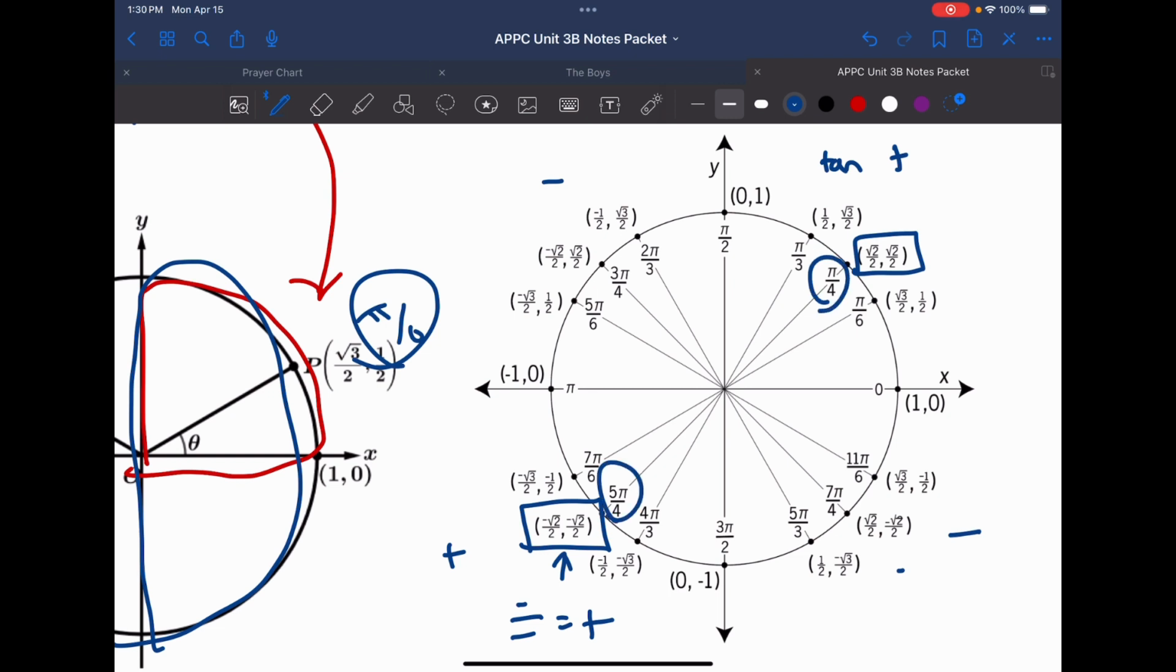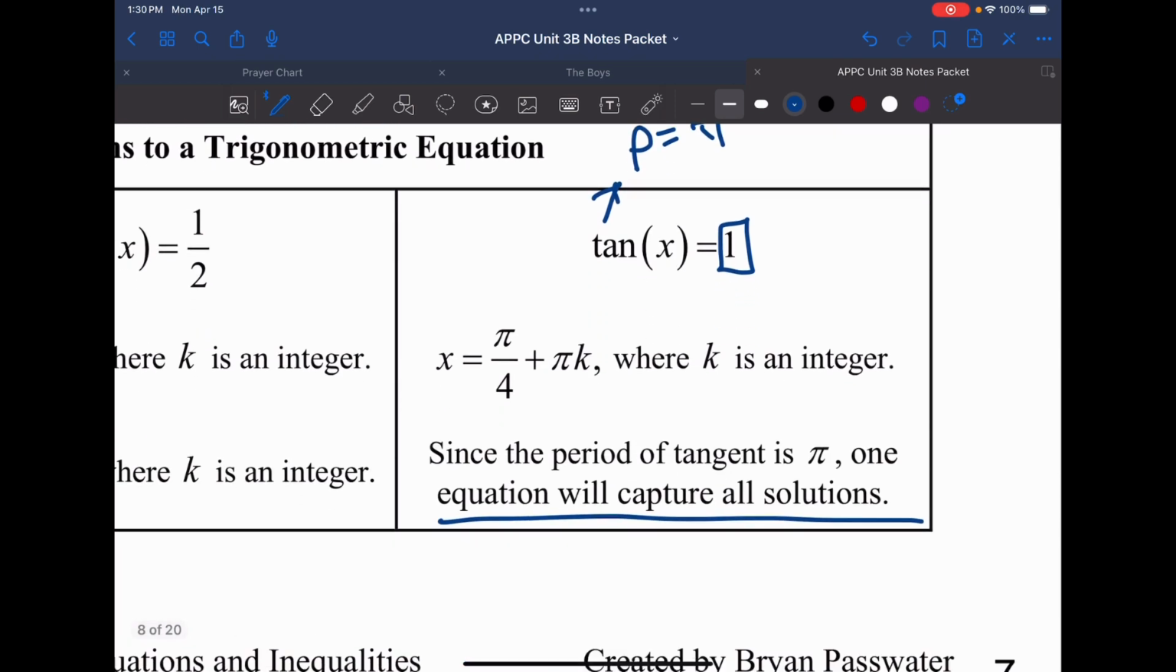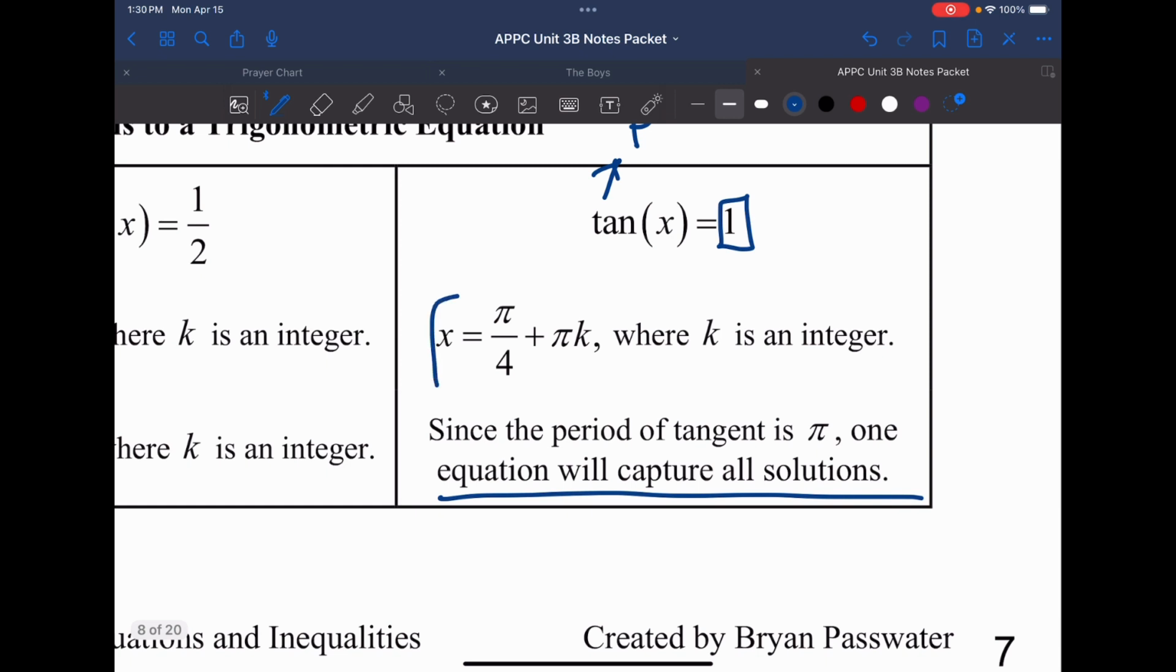Okay, and the only difference to get from here to here is add pi, and to get back to there, I would add another pi. So that's why for tangent, you can just write it as the single solution, because pi will take you halfway around the circle to the matching counterpart.